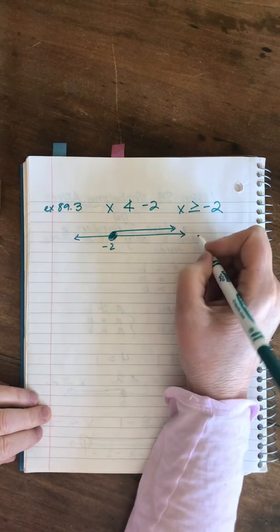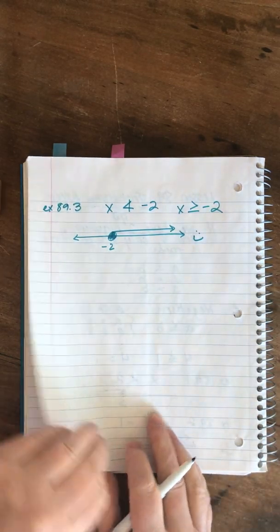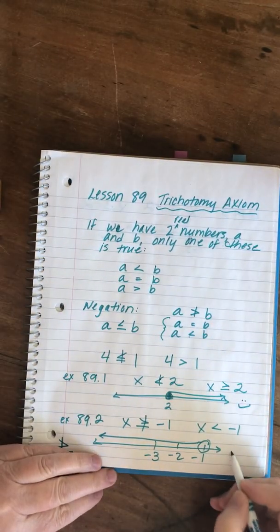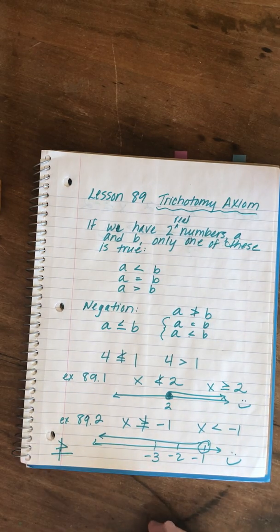Yay, those are all the right answers. I didn't smiley face them up. But that is lesson 89. Let me go back and just make sure. Yep, we got them right. Okay, trichotomy axiom. Don't let the names scare you. It's fun.